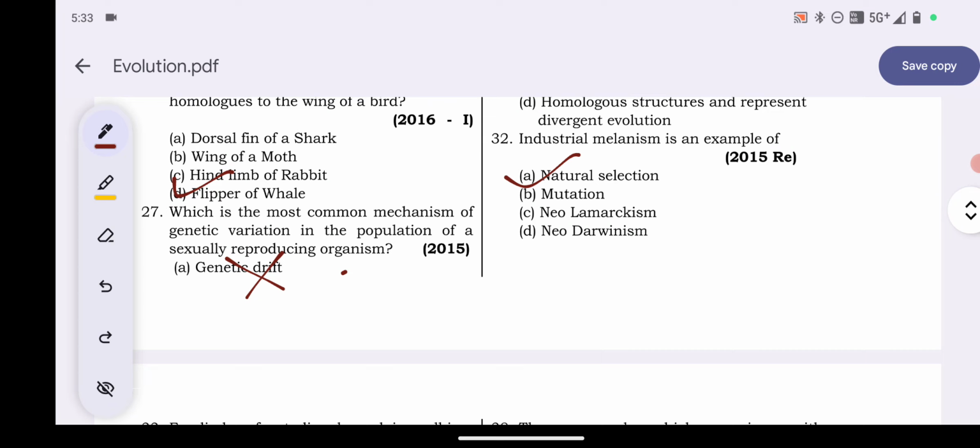Okay. In this case, the number of light-colored moths declined with time, while the number of melanic moths increased, indicating directional selection. It gave a clear illustration of natural directed selection. So, A is the answer.